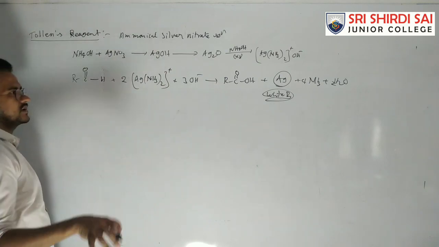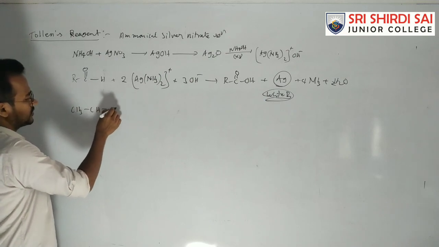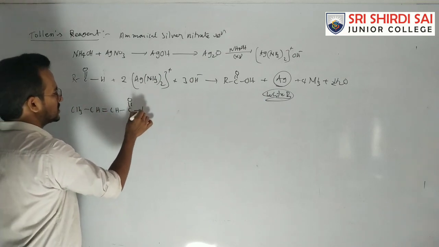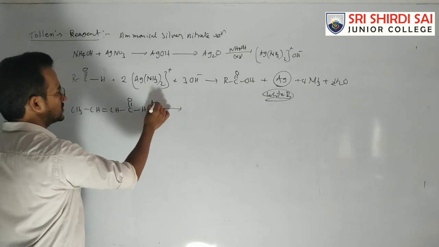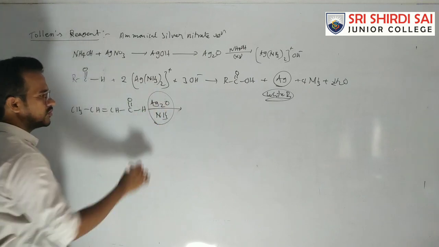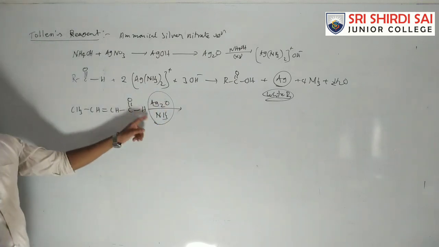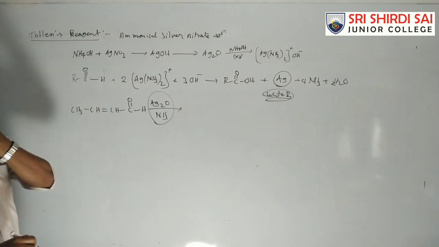Here is one more point I have given: this is a better method for the oxidation of alpha beta unsaturated carbonyl compounds. Tollens reagent is generally represented as silver oxide and ammonia.